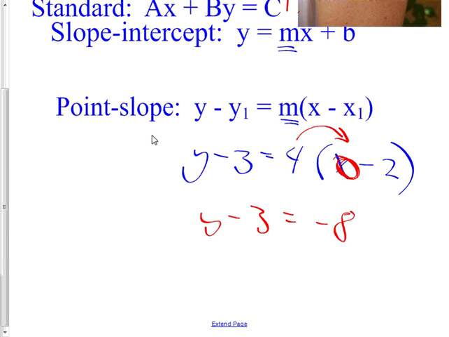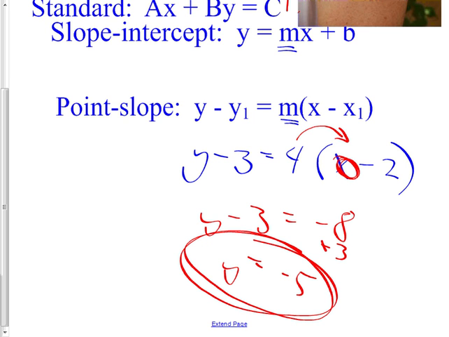How does that tell me the y-intercept? We'll just solve it the rest of the way. Add 3 to both sides. Y equals negative 8 plus 3, negative 5. That would be the y-intercept of that graph. Y-intercepts are huge. They're really, really important. You're going to find out why later in the year. It becomes a really big deal.